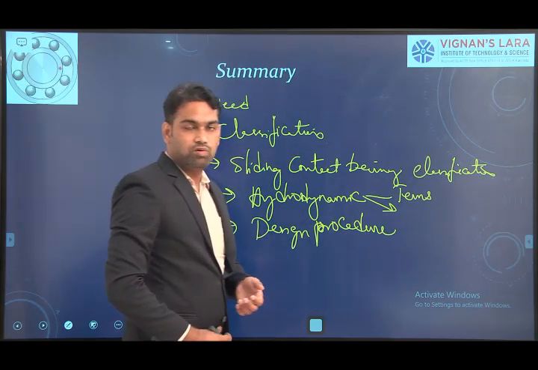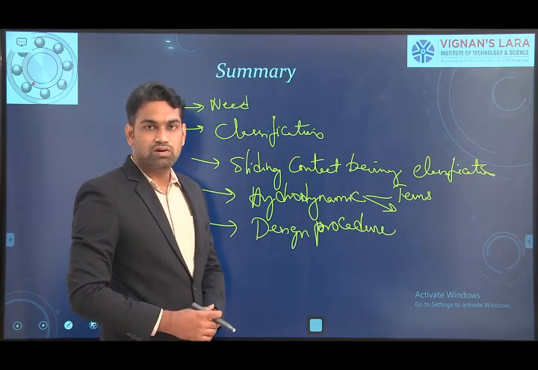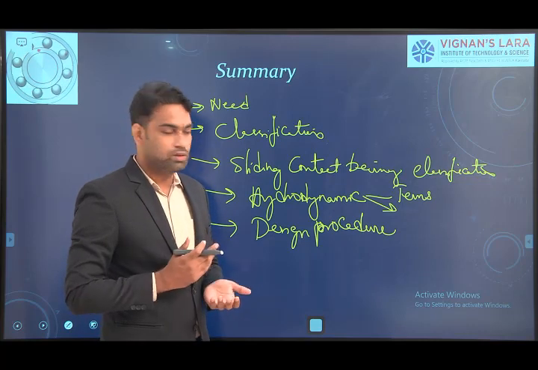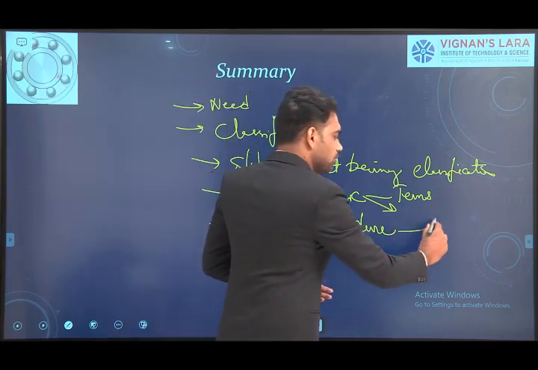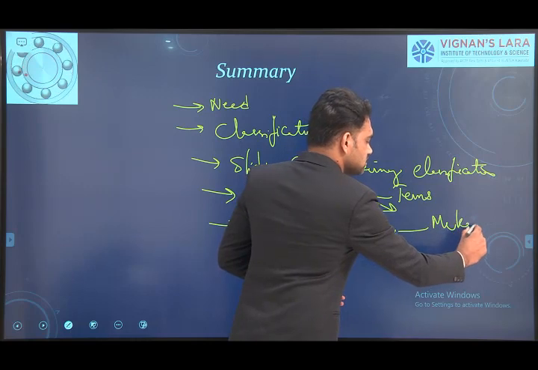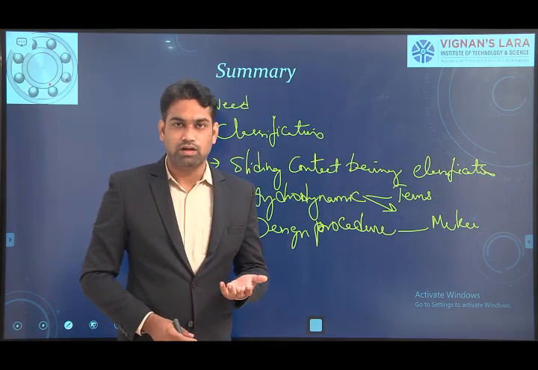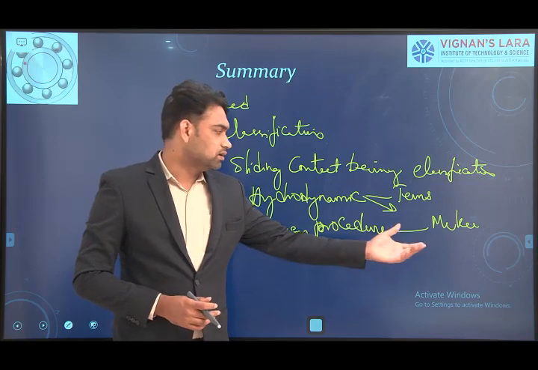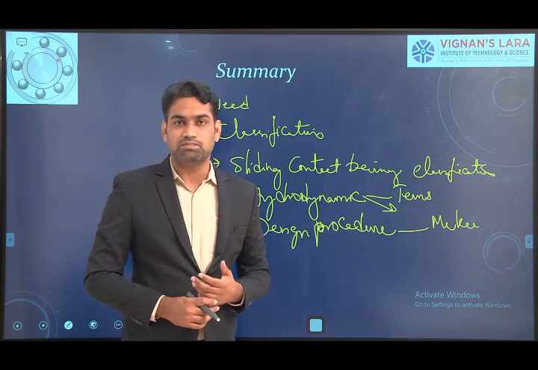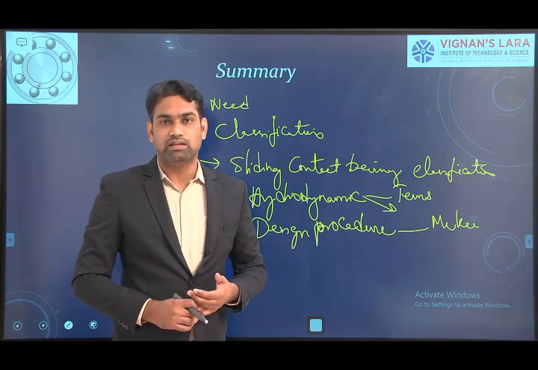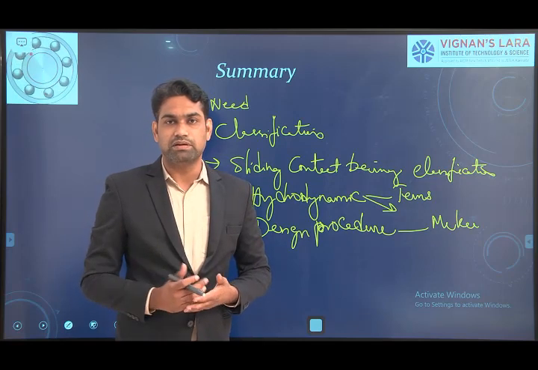Design procedure: how the hydrodynamic bearings are going to be designed based upon two methods. Again, we have seen it by means of McKee's test results. That is, the coefficient of friction equation given by McKee's brothers: mu equal to 33 by 10 power 8 into ZN by P into d by C plus K.